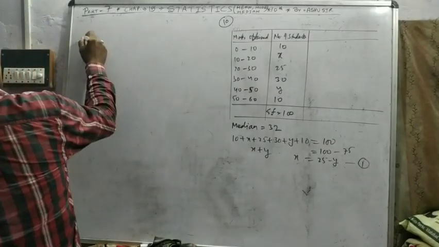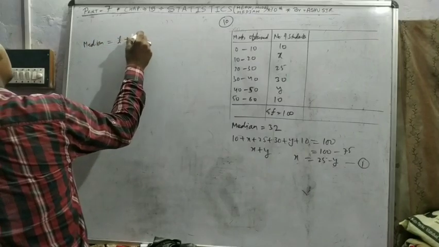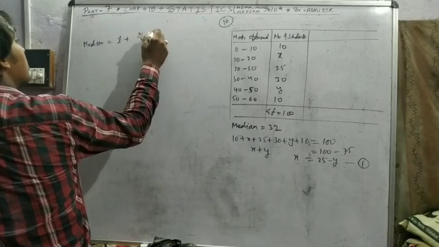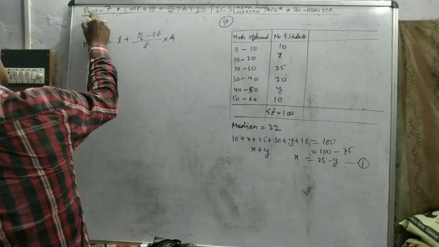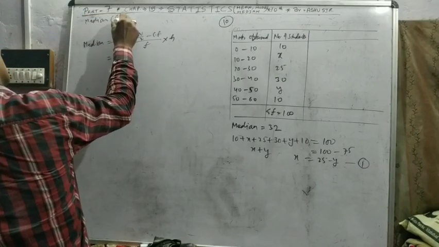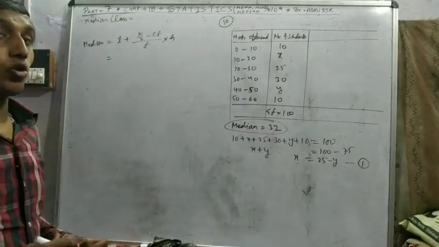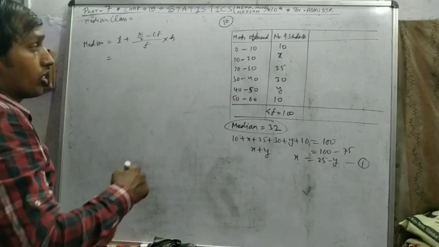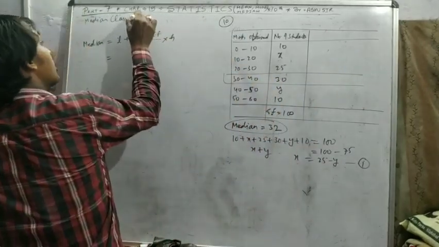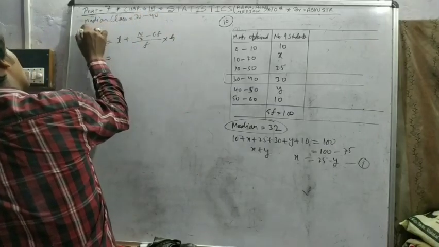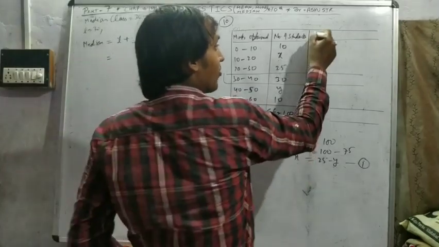Then the formula of the median: L plus (n by 2 minus CF) upon f into h. The main thing is the median class. If the median is given, the median lies in the median class. So 32 lies between 30 and 40. So the median class is 30 to 40, and we get the value of L. For CF, you can find the cumulative frequency.